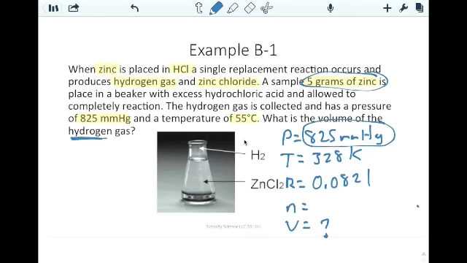To find that, we have to have N, which is the number of moles of our hydrogen gas. Well, we can calculate that because it tells us that we have 5 grams of zinc. So we're going to use stoichiometry to figure out how much hydrogen is produced in moles, and then we'll plug that into our N value, and then we can solve for V.